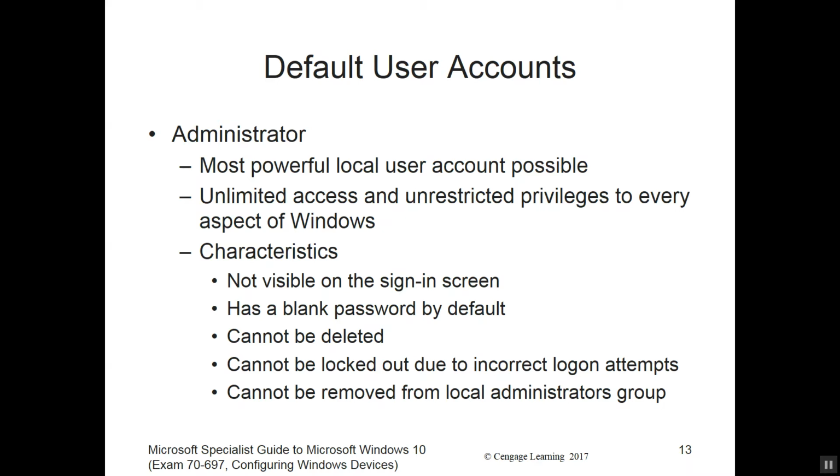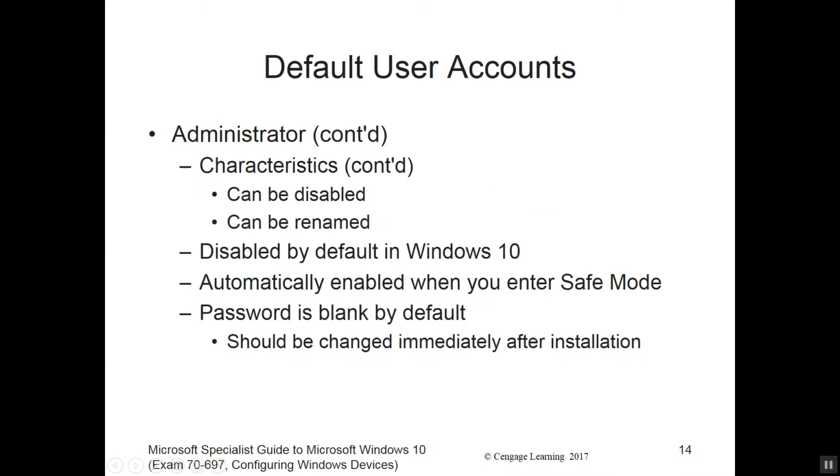You cannot lock out an administrator due to incorrect login attempts. The administrator cannot be removed from the local administrators group or the default administrator account. You can disable an administrator account, or you can rename it, but you can't make it go away. It's disabled by default in Win10, automatically enabled when you enter safe mode, and the password is blank by default.